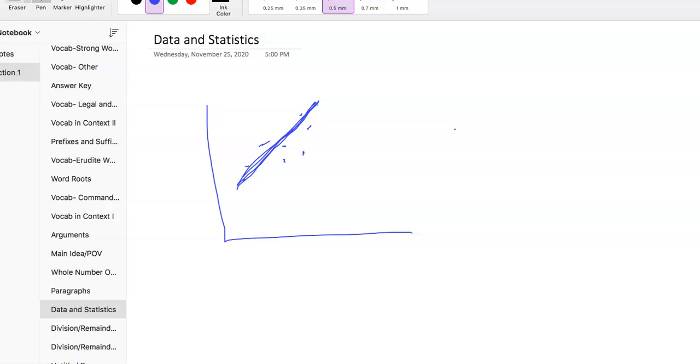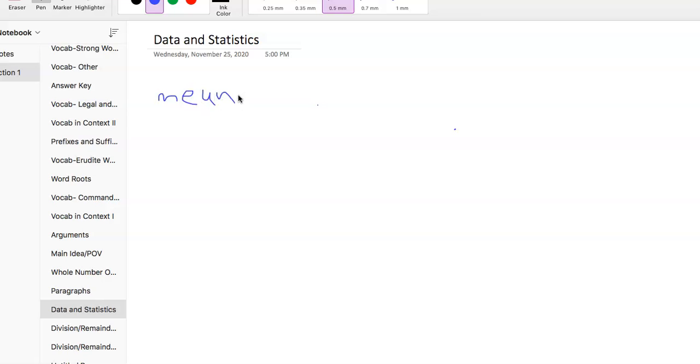Okay, so there's our 4 types of graphs that we want to be familiar with, and we'll be asked about on the TEAS exam. Okay, and then next, mean, mode, and median. Okay, so you just want to be familiar with these.